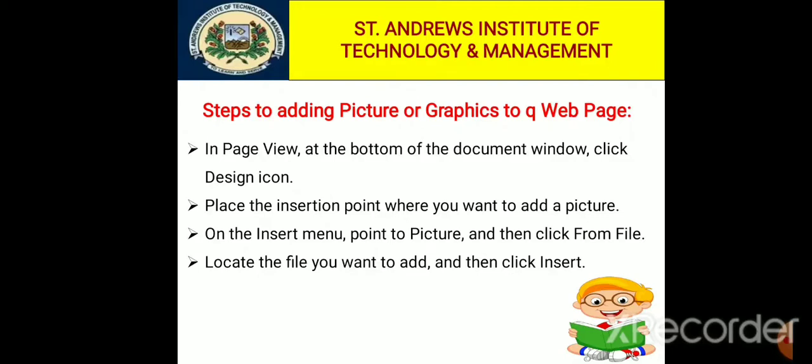The first one is adding a picture or graphic. In page view, at the bottom of the document window, click the design icon, place the insertion point where you want to add a picture, then on the Insert menu, point to Picture and then click From File. Locate the file you want to add and then click Insert, then the picture is inserted.